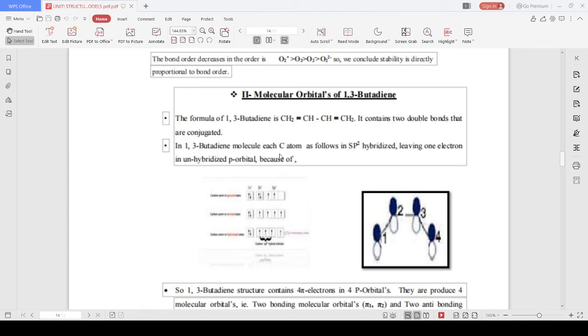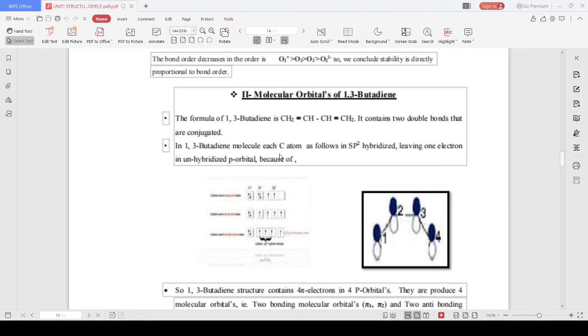It contains two double bonds that are conjugated. So in the 1,3-butadiene molecule, each carbon atom is sp2 hybridized, leaving one electron in an unhybridized p orbital. So there is one electron in each unhybridized p orbital.